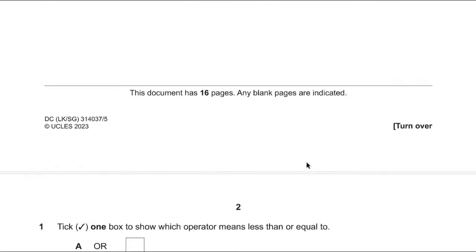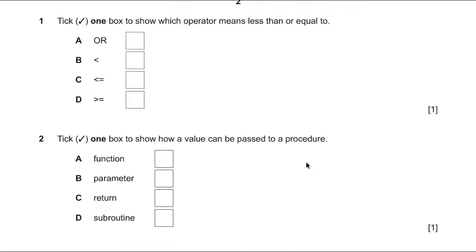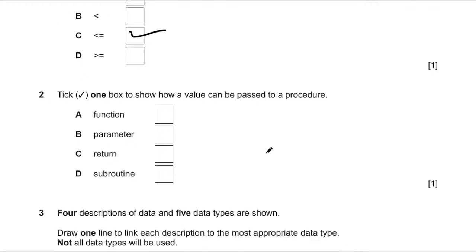So let's start. Take one box to show which operator means less than or equal to. Well, this sounds more like a mathematics question. However, the answer is C. This is the sign for less than, this is the sign for equal to. Take one box to show how a value can be passed to a procedure, obviously through a parameter and nothing else.